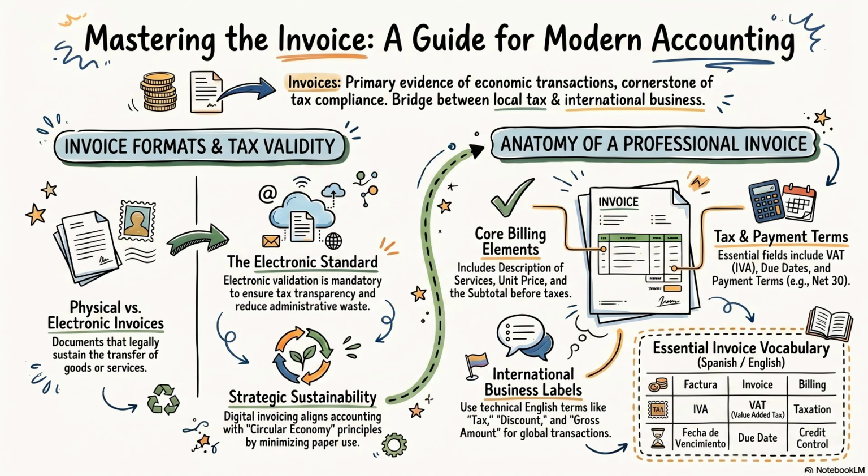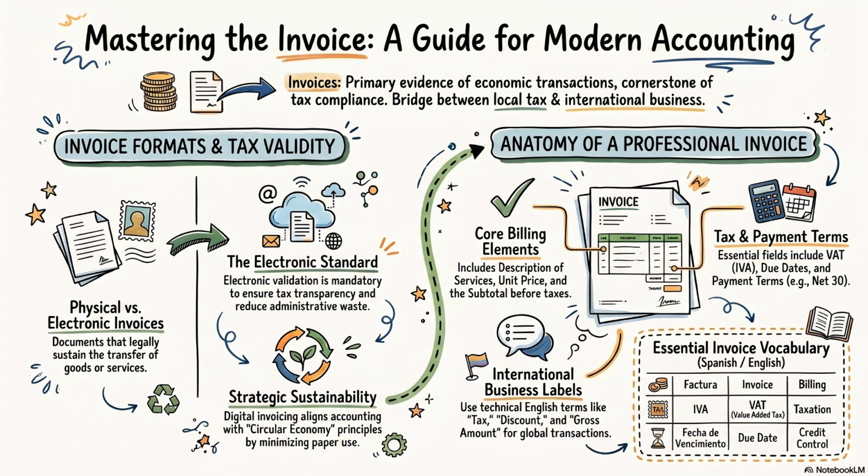Second, the anatomy of a professional invoice. You've got to nail two sections: your core billing elements, like the description of services, unit price, and pre-tax subtotal. Then, tax and payment terms, meaning clearly outlining your VAT or IVA and specific windows like Net 30. Missing these fields is like a recipe without measurements. It's totally useless if you're audited. Once you nail local compliance, how do you cross borders and actually get paid internationally?